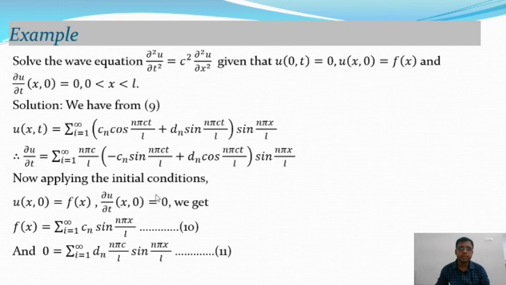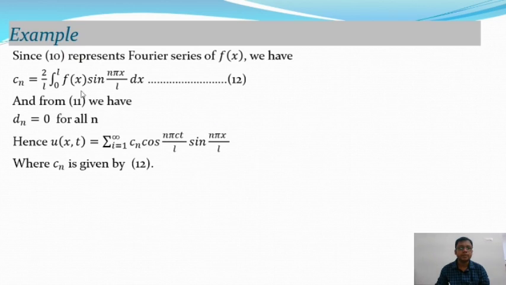And if we put the second initial condition, then from the last equation we will get 0 is equal to the summation over n = 1 to infinity of Dn into nπc/L into sin(nπx/L), and we can write it as equation number 11. So therefore equation 10 represents the Fourier series of the function f(x), and we have Cn is equal to 2/L integration over 0 to L of f(x) sin(nπx/L) dx, and we can write it as equation number 12.